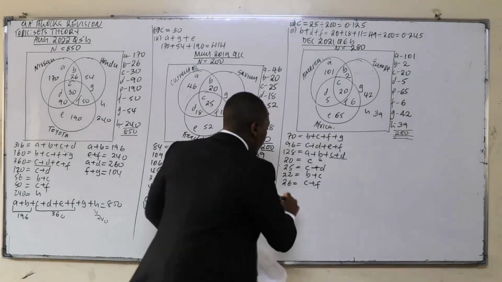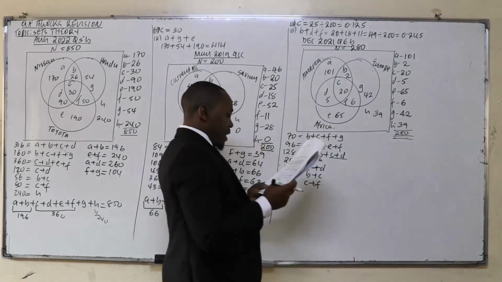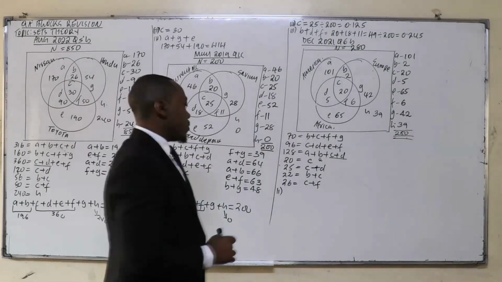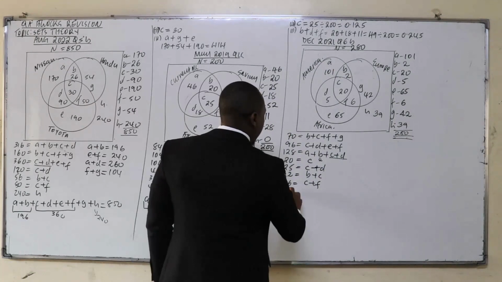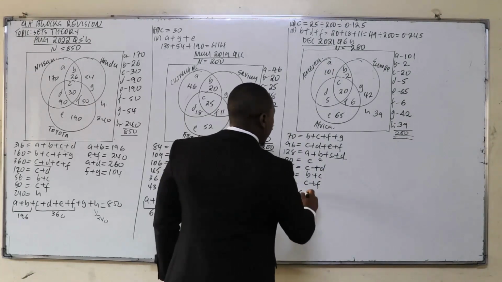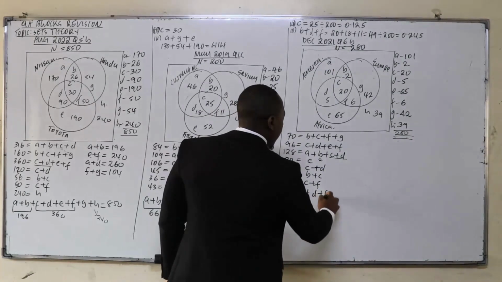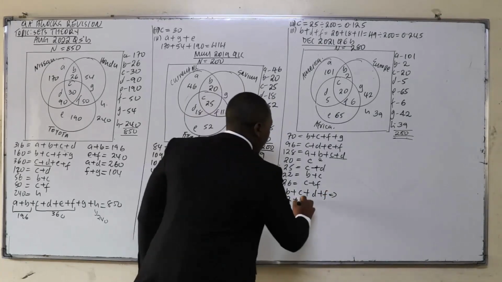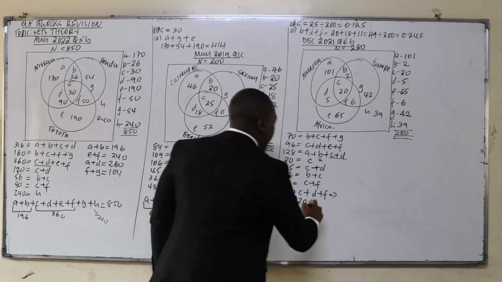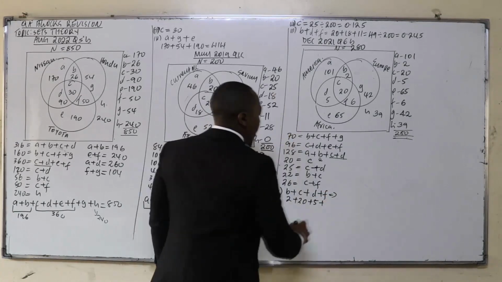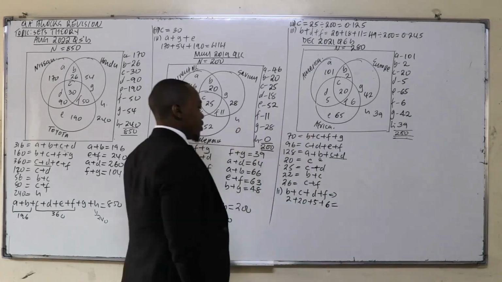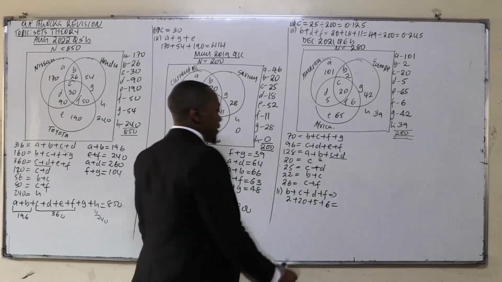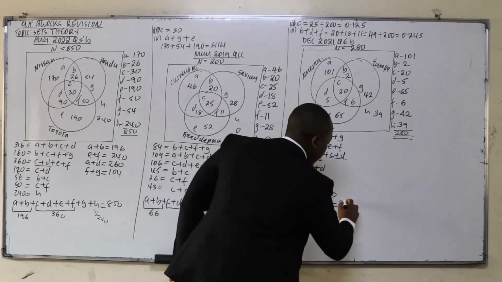Number 2, the number of delegates who represented at least 2 continents, at least 2. At least 2 we have B, C, D, and F. So B we have is 2, C we have is 20, D we have is 5, and F we have 6. So that's what you get.